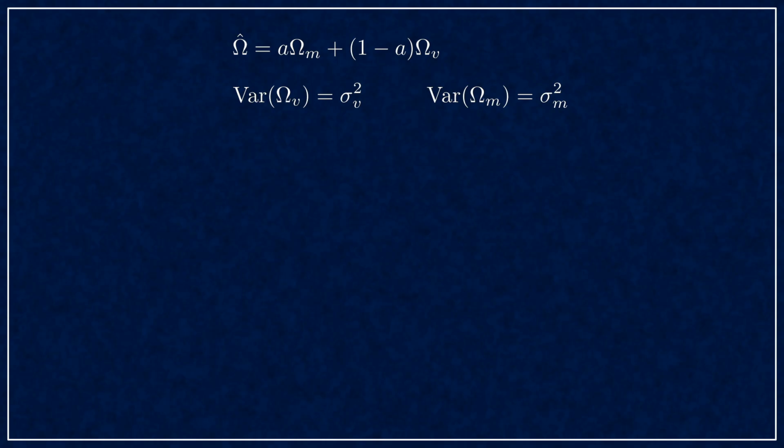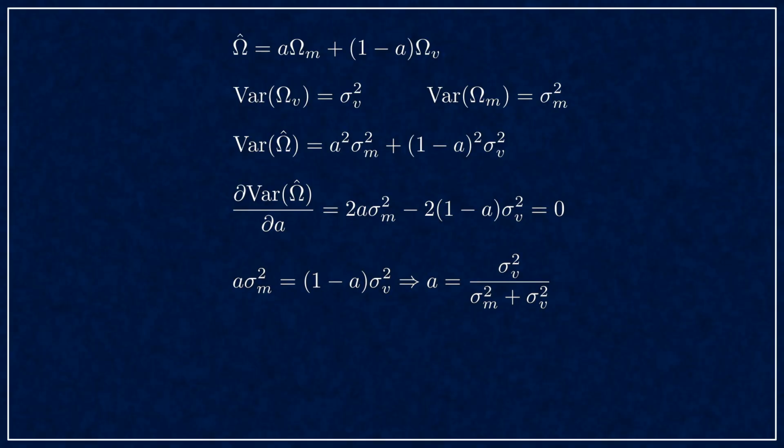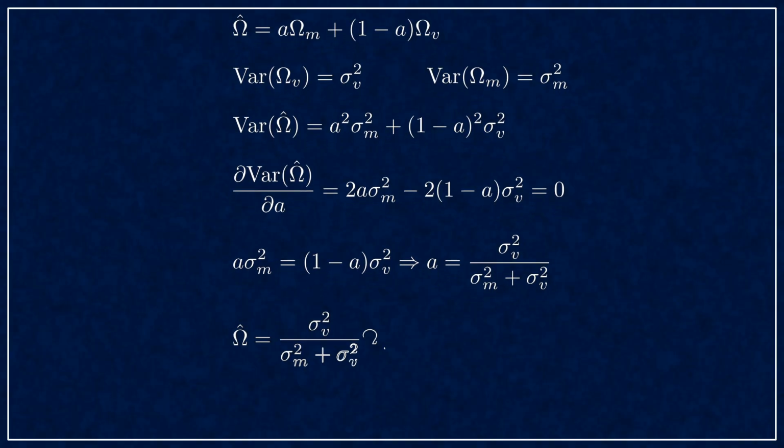The variance of the estimate is then a squared sigma m squared plus 1 minus a squared sigma v squared. You can differentiate by the coefficient a, and with a bit of algebra you can get a equals sigma v squared over sigma m squared plus sigma v squared. This leads to a nice little formula. To combine two measurements, you scale them by the variance of the other and normalize by the sum of variances.